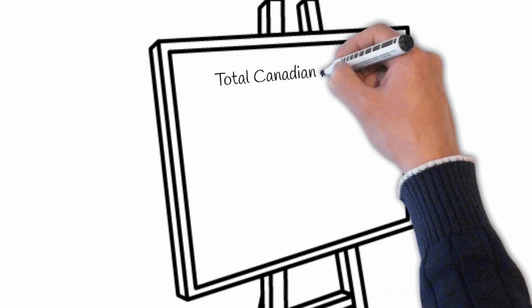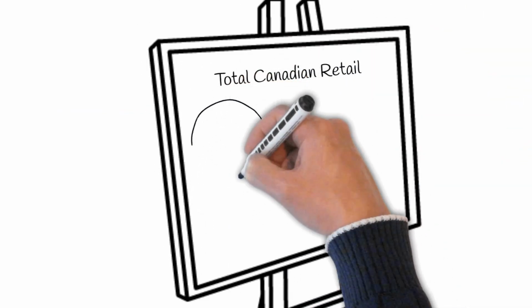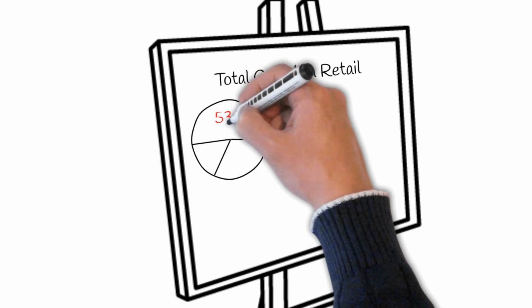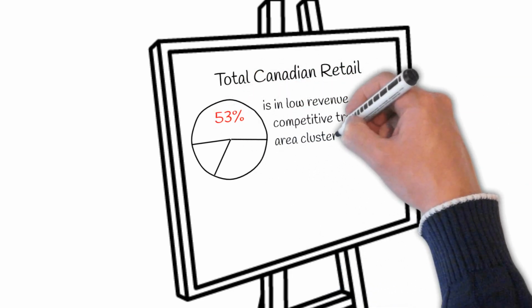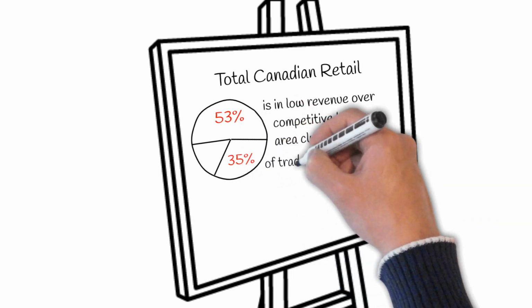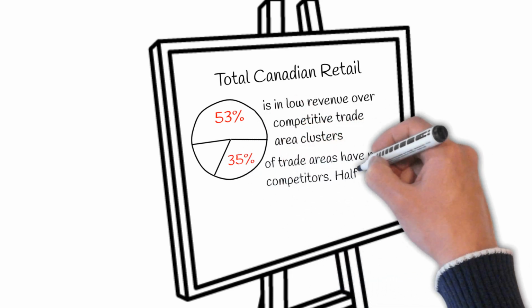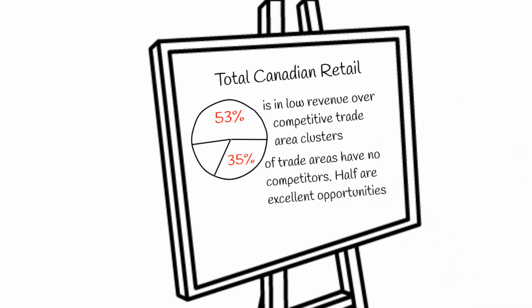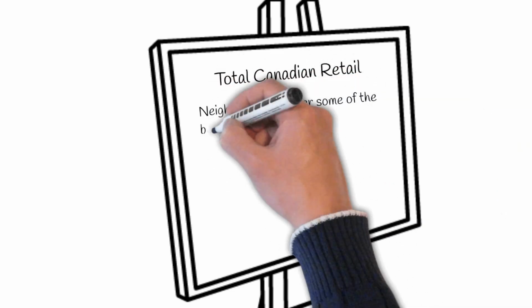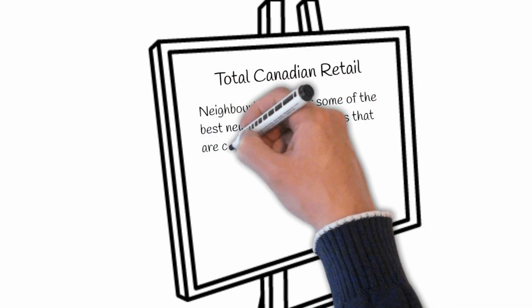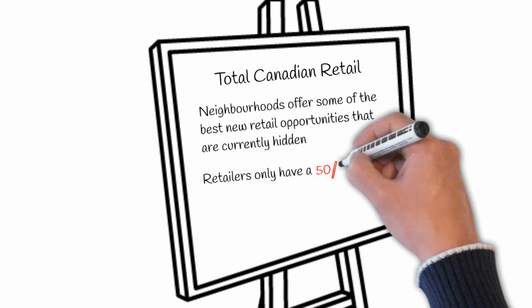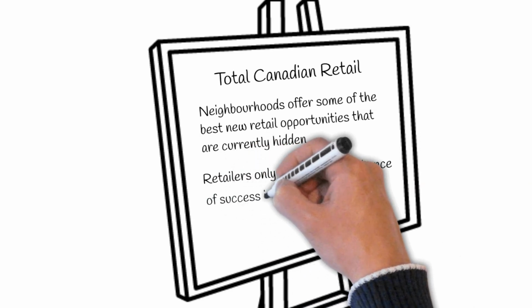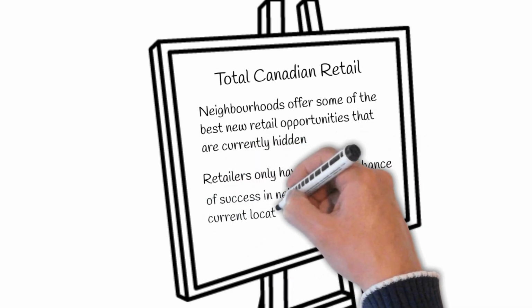We evaluated 65 retail categories in Canada and found that 53% of retail suffers in low revenue, over competitive trade areas. And yet 35% of trade areas have no competitors at all, and half of those are excellent opportunities. Neighborhoods offer some of the best new opportunities, well hidden under layers of overlapping trade areas. In fact, retailers presently only have a 50-50 chance of success in neighborhoods using current location methods.